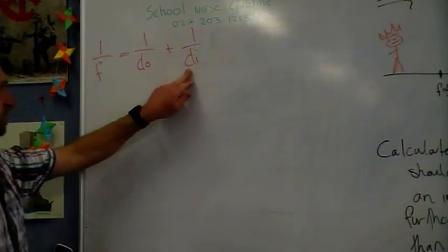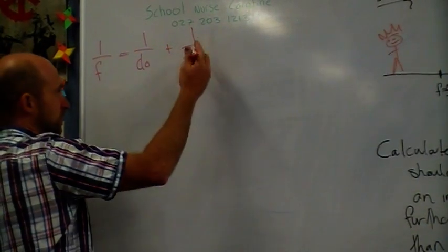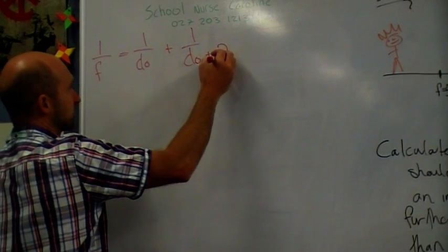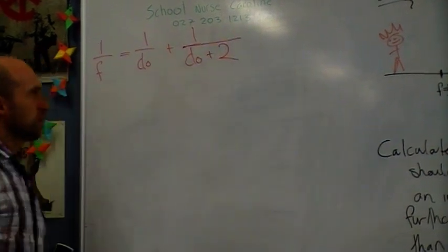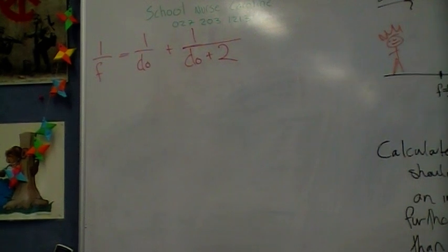So instead of writing di, we're going to write do plus 2. And so we end up with this problem that we've got 2 fractions that are added together that don't have the same denominator. And so we can't do that. And so there's a couple of different attack strategies here.